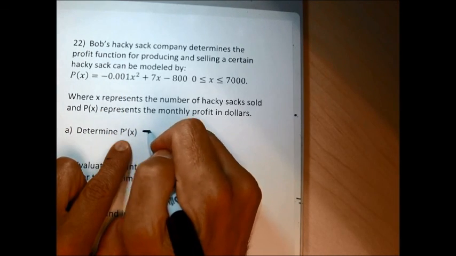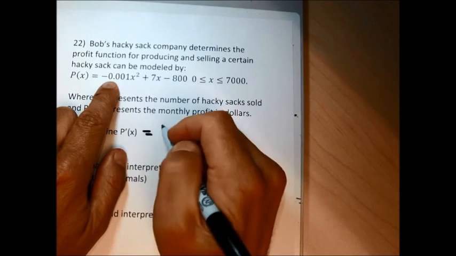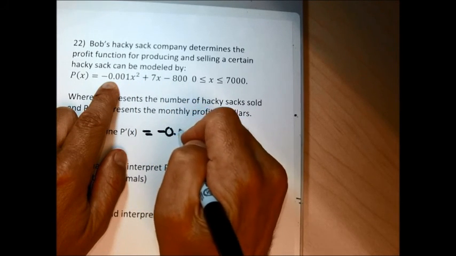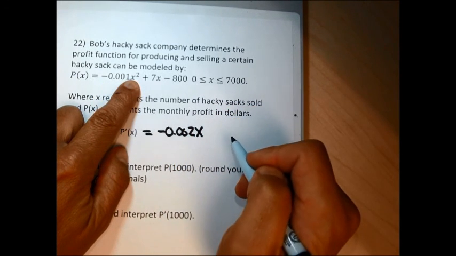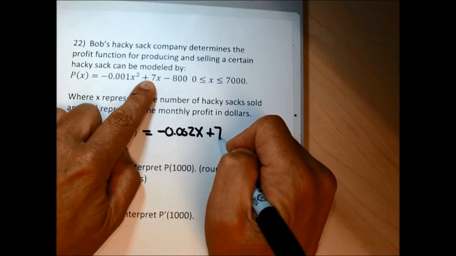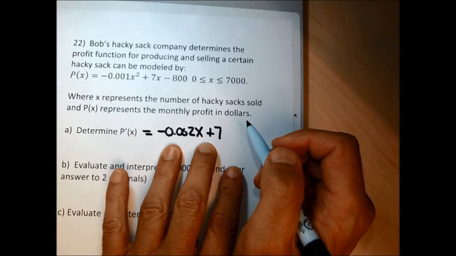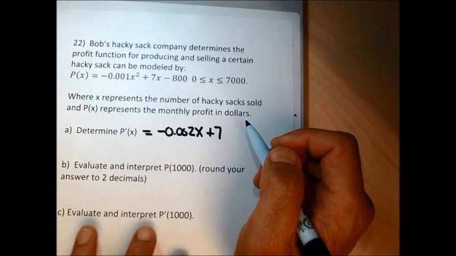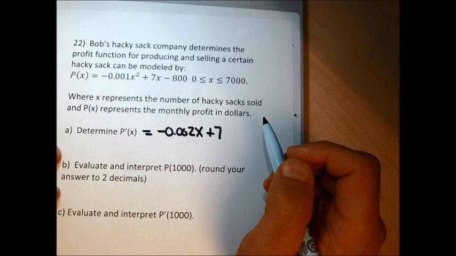So to do the derivative of the profit function, I multiply the 2 by the negative 0.001 and get negative 0.002. Lower the exponent by 1 and get x to the first. Then I take the derivative of 7x, which is 7, the derivative of minus 800, which is 0. So that's the marginal profit function. I'll use that when I do part C. B, interpret P of 1,000.